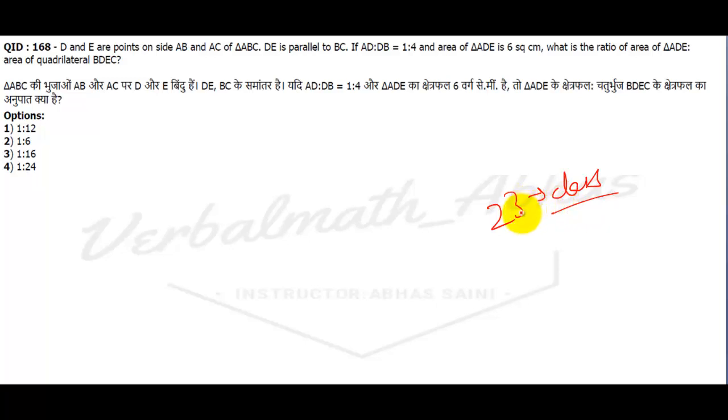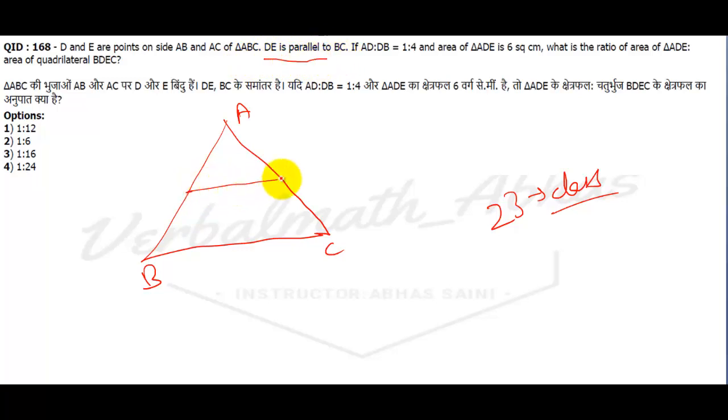D and E are points on sides AB and AC of triangle ABC. If this is your triangle ABC, D and E are points on sides AB and AC, and DE is parallel to BC. So if this is your D and this is your E, DE is parallel to BC. Now AD upon DB is 1/4, so this is 1 and 4. The area of ADE is given as 6 square units, and you have to calculate the ratio of the area of ADE upon the area of quadrilateral BDEC. In this question, if you are aware of similarity, you can do it in 5 to 10 seconds after interpreting the question correctly.